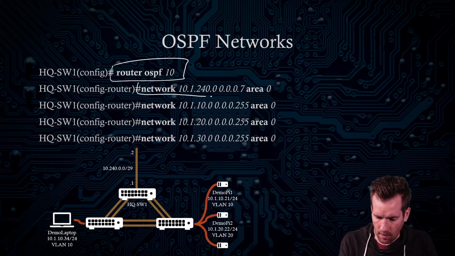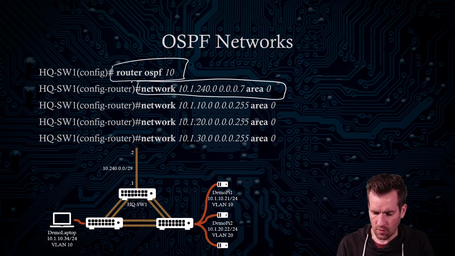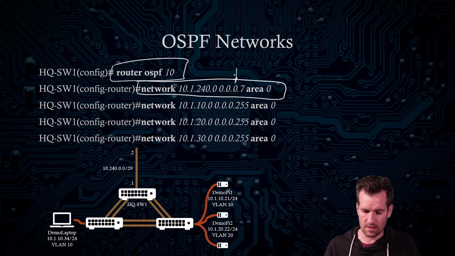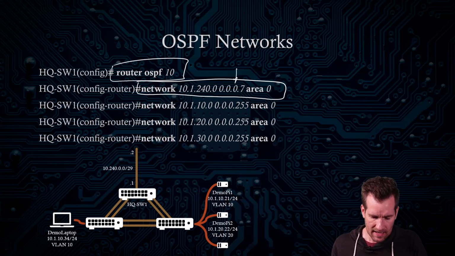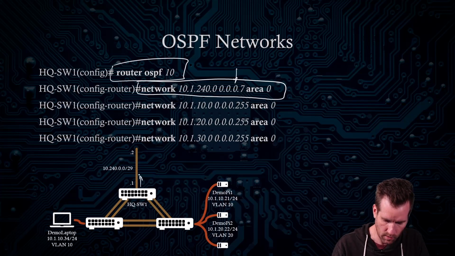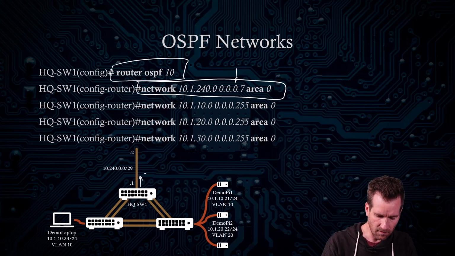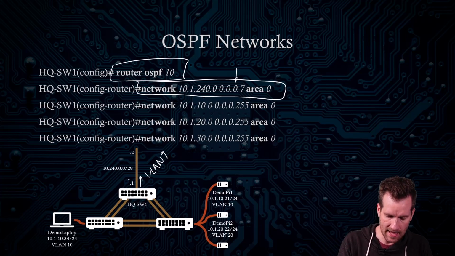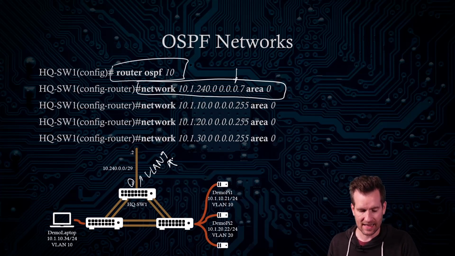So the network 10.1.240.0, with a wildcard mask of 0.0.0.7, is actually this network right here. So this is VLAN 9. And the actual interface, this .1, is a switch virtual interface on VLAN 9.